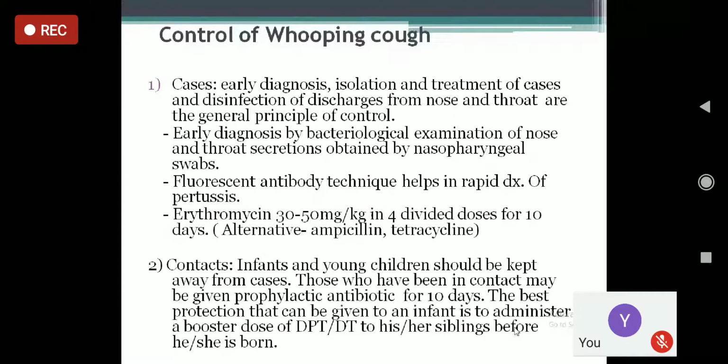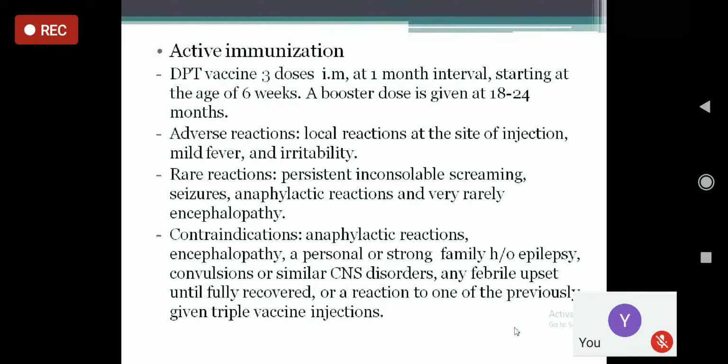And the best protection is, if the child has siblings, to give vaccination to his or her siblings before another baby is born. The first child should be vaccinated as soon as she is born, I mean, during infancy. So active immunization is the best method to prevent this disease. The DPT, 3 doses, at 6 weeks, 10 weeks, and 14 weeks, 0.5 ml, given deep intramuscularly at the lateral aspect of the thigh.